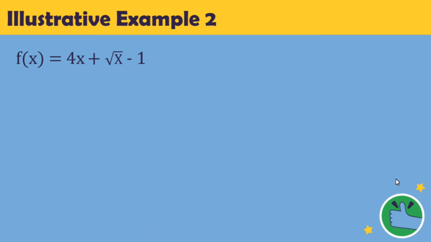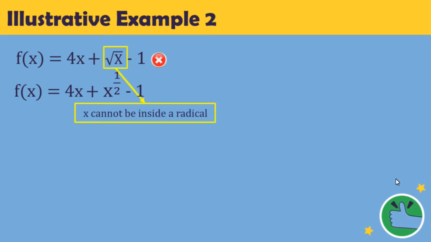For our illustrative example number 2, look at this. f of x is equal to 4x plus square root of x minus 1. Do you think this is an example of a polynomial function? Definitely not. Why? Because the square root of x can be written as x raised to 1/2, and x cannot be inside a radical.